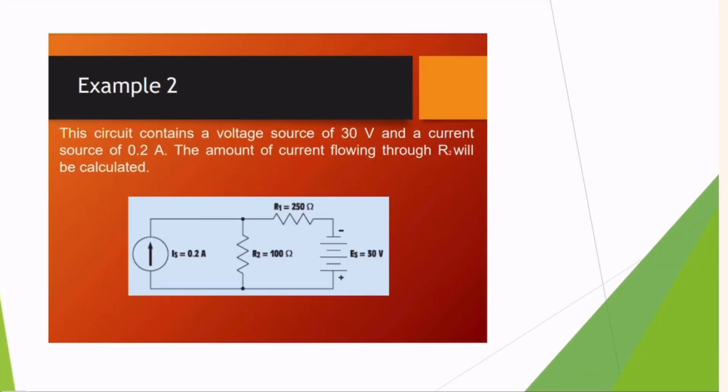Now let's look at another example, example 2. This circuit contains a voltage source of 30 volts and a current source of 0.2 amps. The amount of the current flowing through R2 will be calculated. So we're trying to get the current for this guy, R2 here.